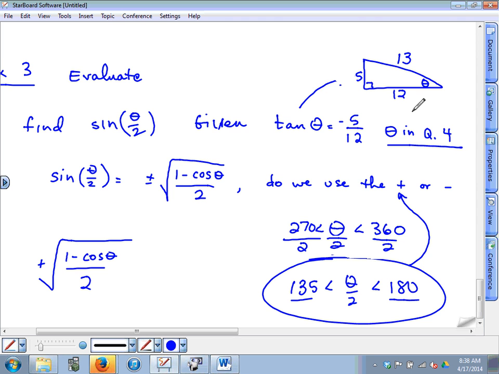So anyway, what's the sine? No, we don't want the sine. We want cosine. So the cosine is going to be adjacent, which is 12, over hypotenuse, which is 13. Now let's just be careful, though. Theta is in quadrant 4, so it can be positive, because the cosine is positive in quadrant 4. So this changes into the square root of 1 minus 12/13, all over 2.